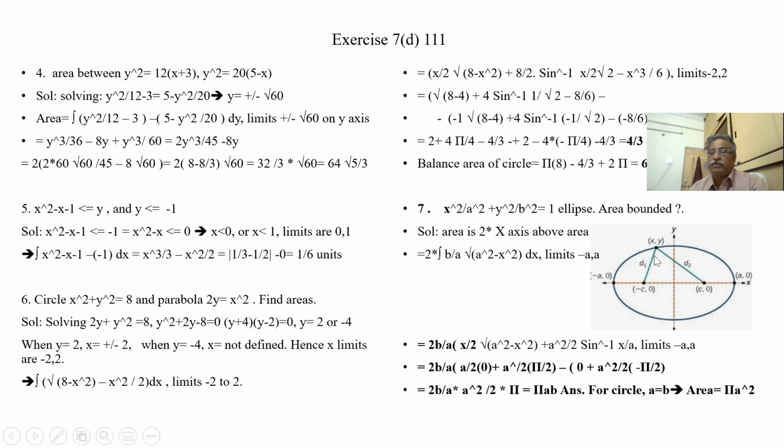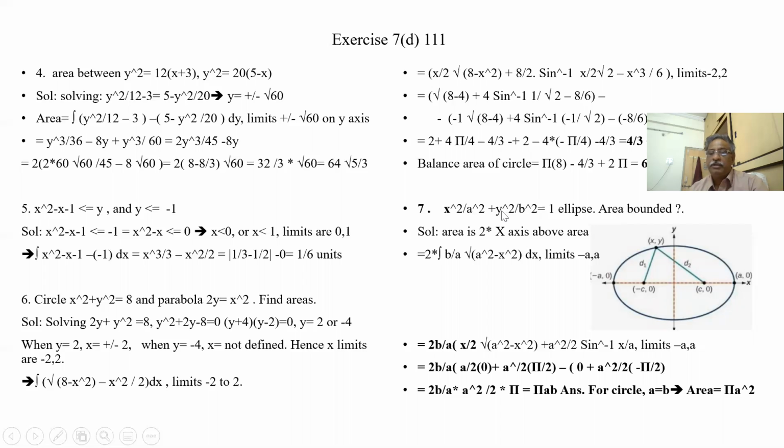So let us see the ellipse. What is the area of the ellipse? We have to find out the area of the ellipse. From the symmetry we can see the bottom curve and the top curve are the same. So I can say 2 times the integral from minus a to plus a, taking the curve x square by a square plus y square by b square is equal to 1.